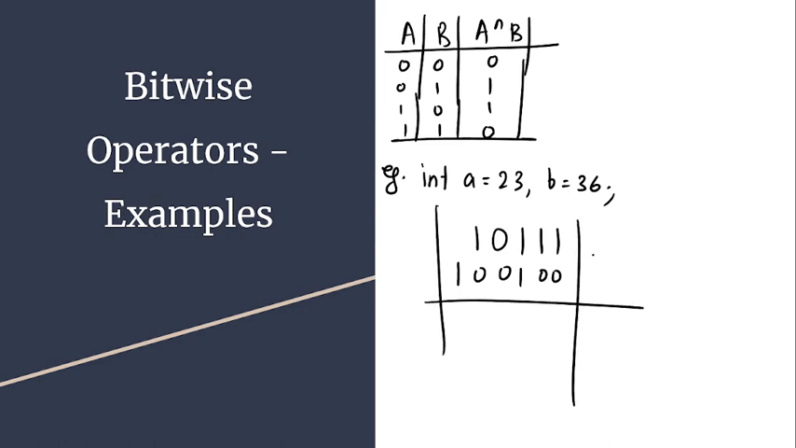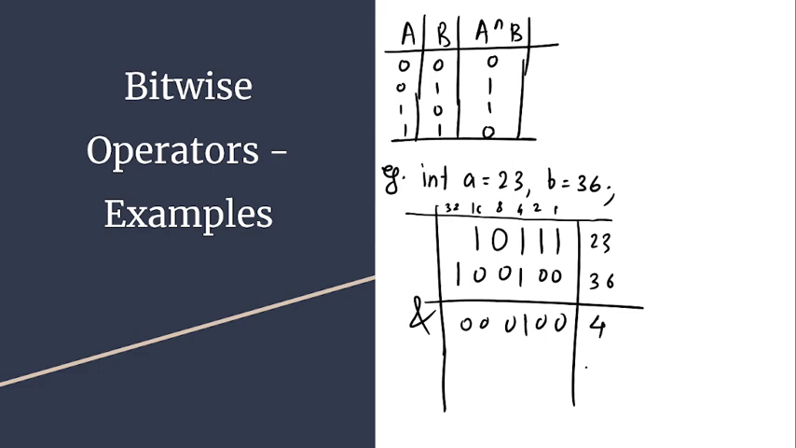So let me again put it. This is 23, this is 36. Again, if you are getting confused, I'll help you with this: 1 2 4 8 16 32. Nothing is 0 here, and ideally we have some more bits. So to start with, let us do AND. If you see, it's only 1 here, so the answer is 4.